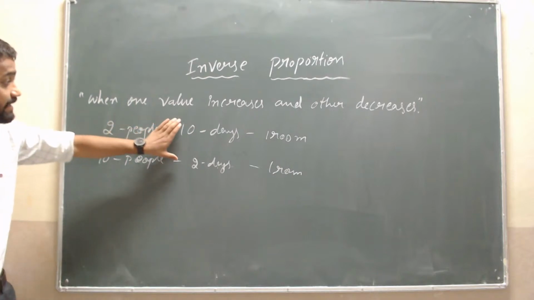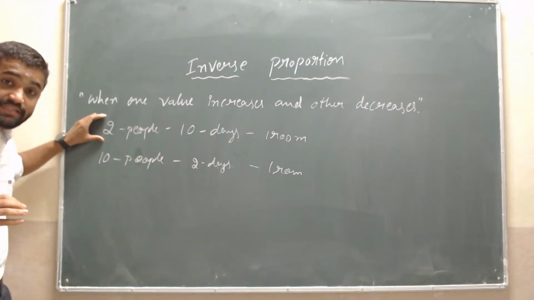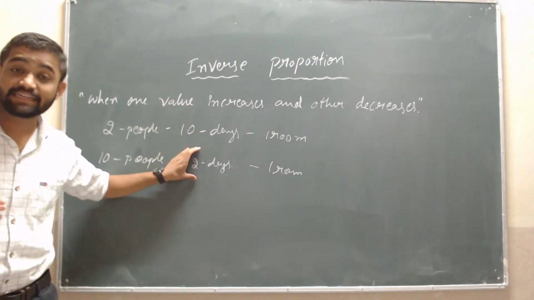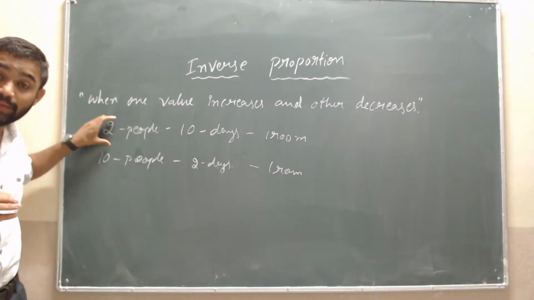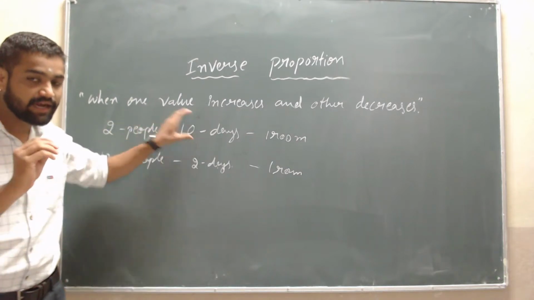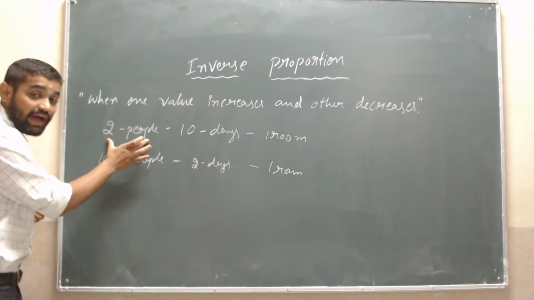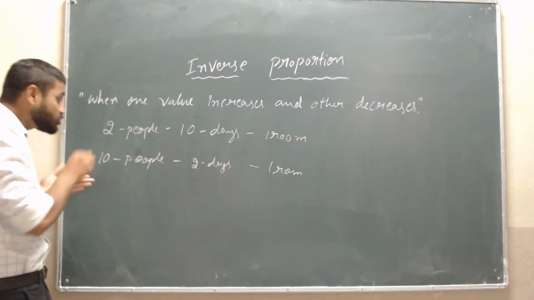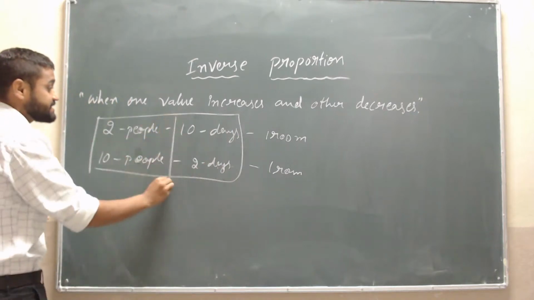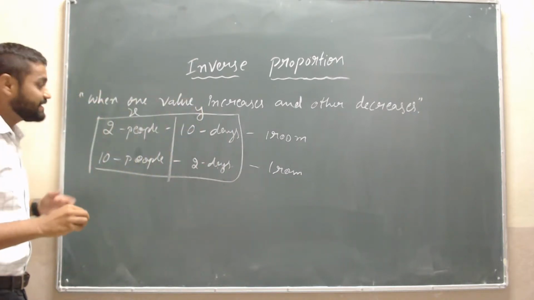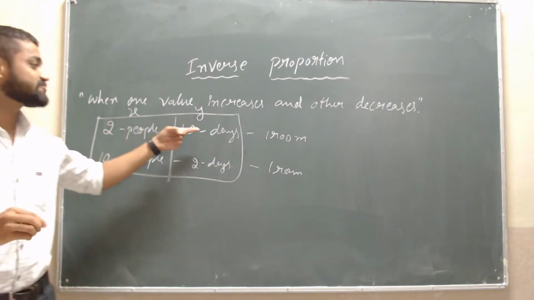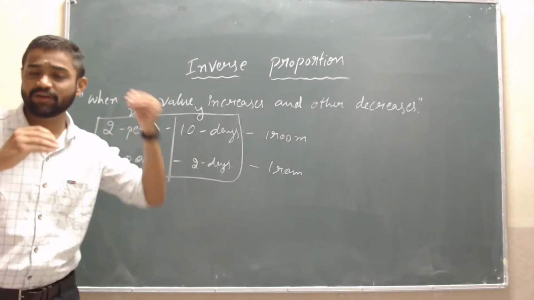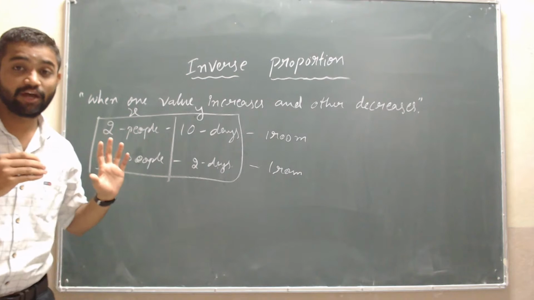Here, see: fewer members, more days. More members, fewer days. As the people increase, the days decrease. Are you getting my point? These are the two quantities. Let's say these are x and these are y. Here the people are increasing while the days are decreasing. If you still don't get it, by giving more examples you will get a clear idea.